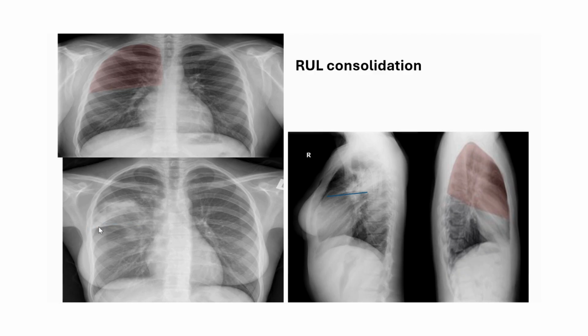This opacity lies above the horizontal fissure in the PA film, and in the lateral film you can also see the blue line denoting the horizontal fissure. The area above this is the upper lobe. So this image shows the right upper lobe consolidation.